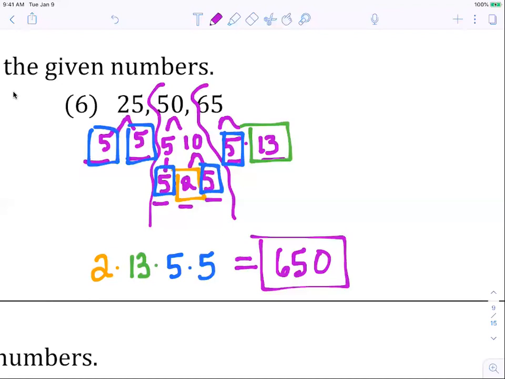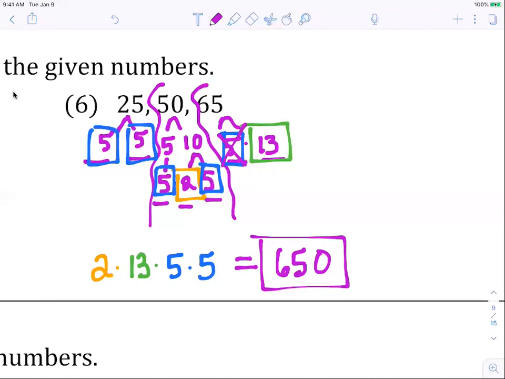So remember, we start by pulling out the unique ones. 2 and 13 show up in only one of the lists, so those both come out. And then we look at the 5s, and we look at which list has the most number of 5s. So 65 only has 1 5, so we don't use that one. The other 2 lists both had 2, so 2 5s are going to come out total. And then we multiply them all together, and you have your least common multiple.